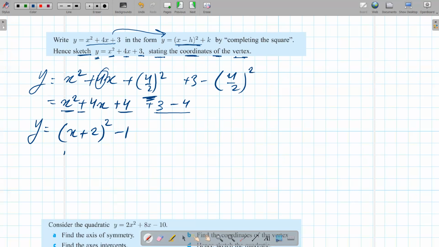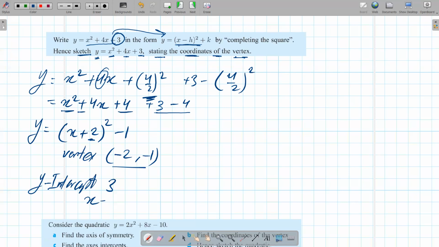Now we can generate the vertex point. The vertex point should be -2 and -1. This is the vertex point, and we can determine the y-intercept from the original equation: the y-intercept is represented by 3, while x equals 0. Now we have the vertex point and the y-intercept point, which is 3, and we need to sketch the graph.